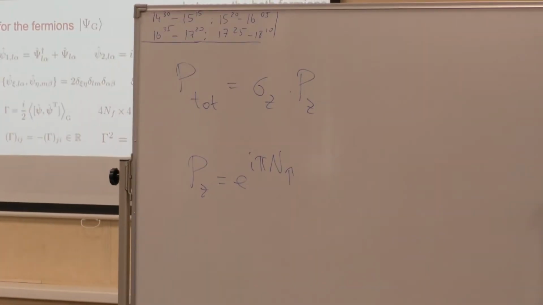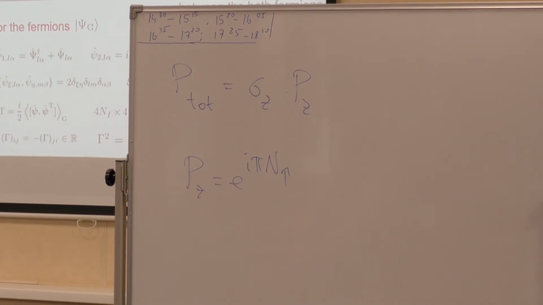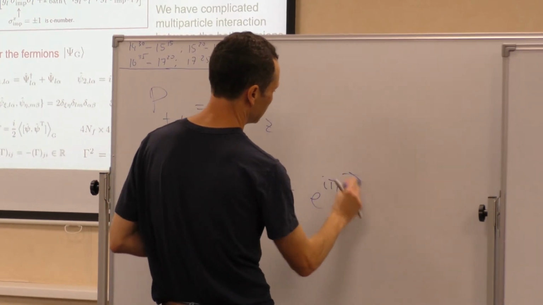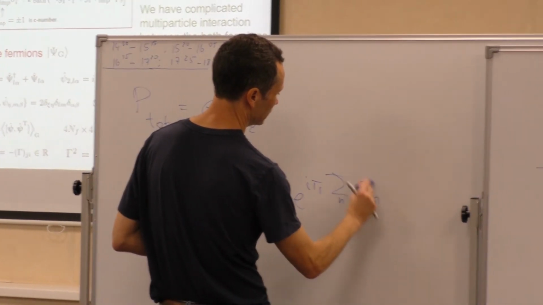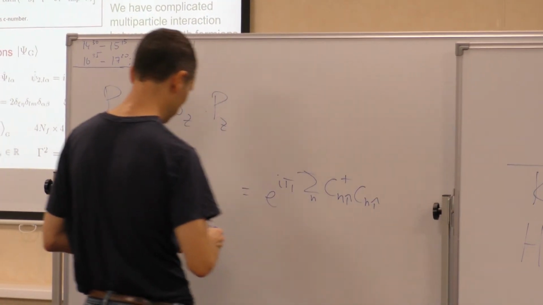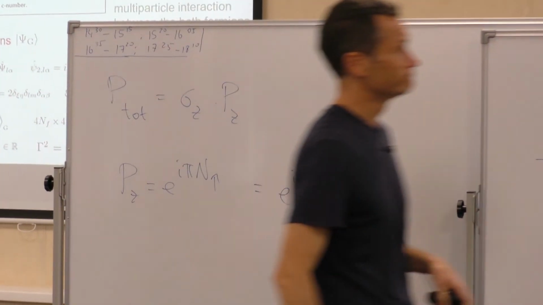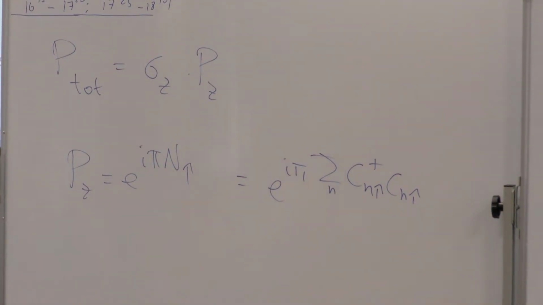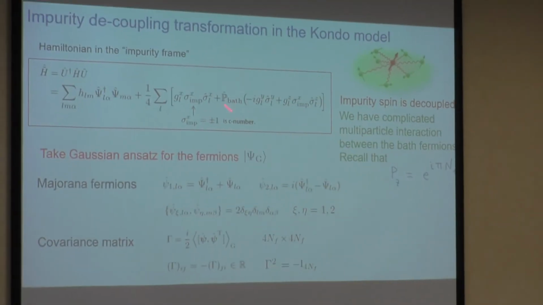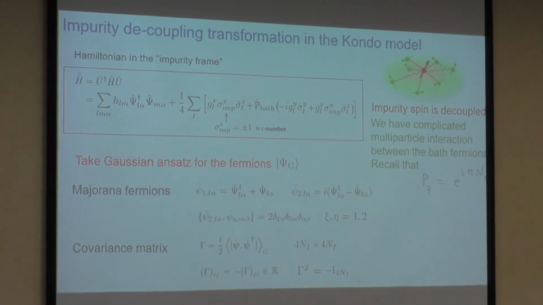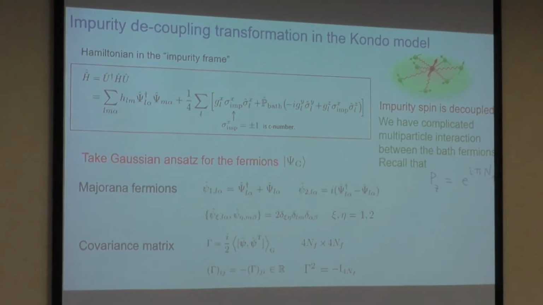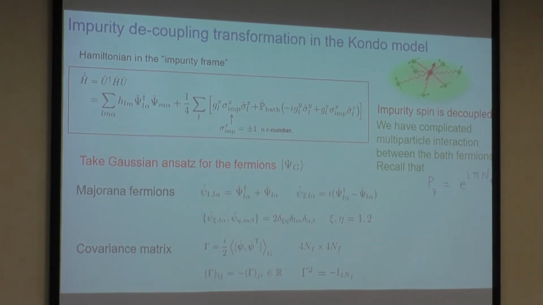Right, so it's something which is exponential in the quadratic, in the square of fermion operators, right? So this is e to i pi sum over all n, c n up dagger c n up. So the price that we pay for integrating out the impurity spin is that we get a much more complicated interacting Hamiltonian. You can see that it now contains infinite order interaction, because it's an exponent, when you open it up, you have interaction of an infinite number of fermions, right? And it's infinitely long ranged.